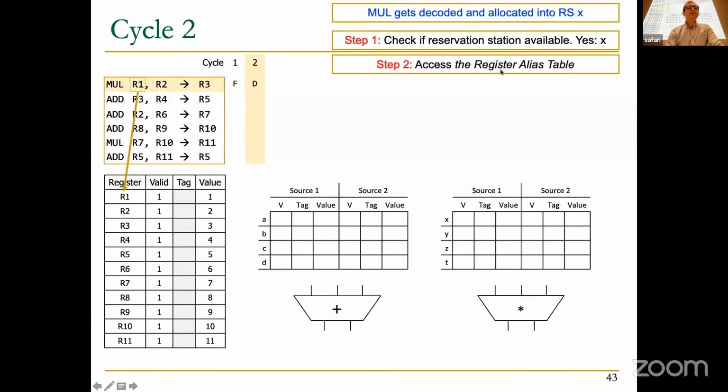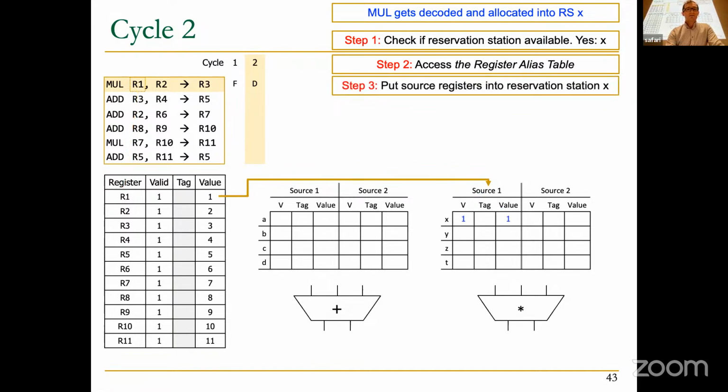The second step is we access the register alias table to get the sources. We access it with the first source, R1. R1 is valid. That's good. So we can trust the value. Tag doesn't matter because it's valid, right? Looks nice, right? We basically copy the valid bit saying that the source is ready and the value is 1. Tag is we don't care again. It could be any garbage value. It doesn't matter. We're not going to check it basically. We do the same thing for the second source.